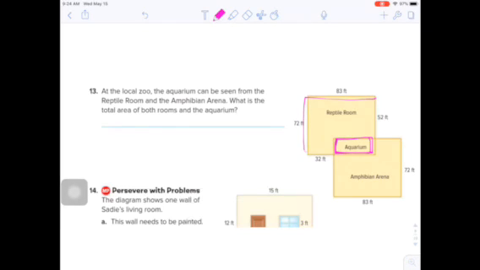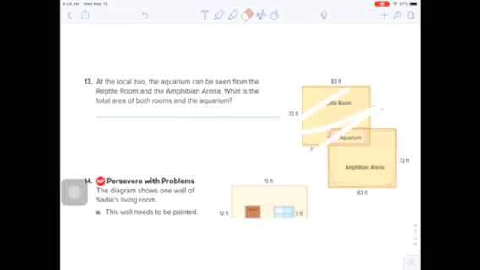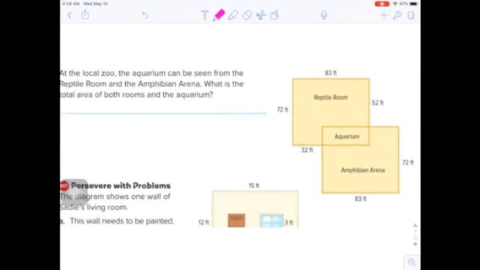Because what we're going to do is we're going to find the area of the reptile room and the amphibian arena as if they're both rectangles and add them up, and then subtract that aquarium. So I'm going to go through that work right now. So I'm going to start with the reptile room. We need the length, which is 83, and the width, 72. We'll do 83 times 72. Go ahead and pause the video and try this.